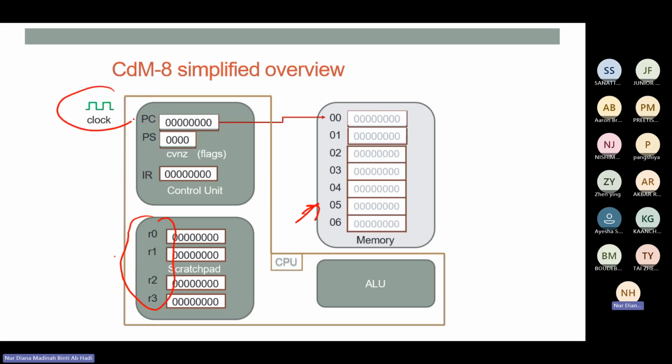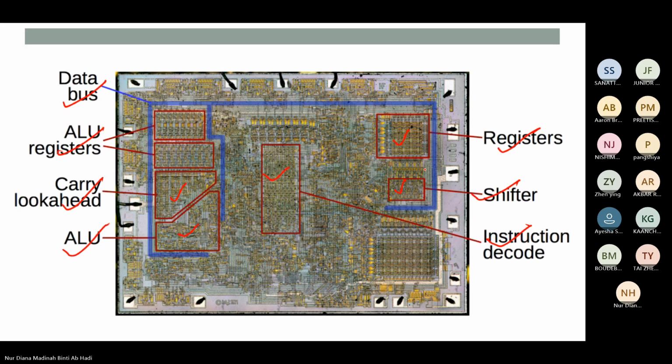So this is the clock. Okay, this will be your CU, where inside your CU you're going to have your PC, PS, IR. Inside your PS you're going to have your flags. And then you're going to have your scratch pad, which has your registers, ALU for your arithmetic logical operations, and then you're going to have your memory. So this one would be your real illustration using LogicSim.